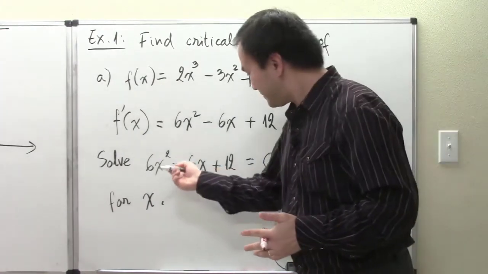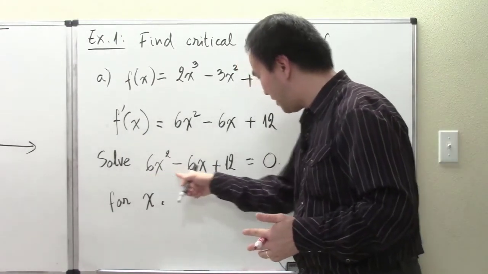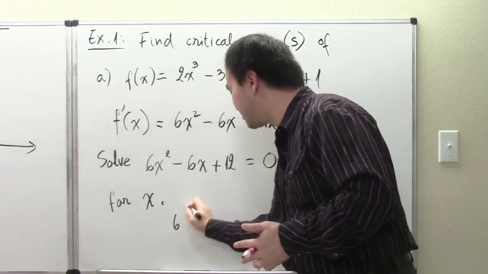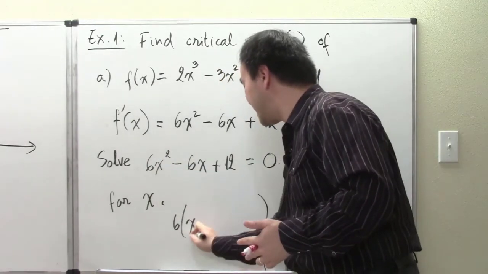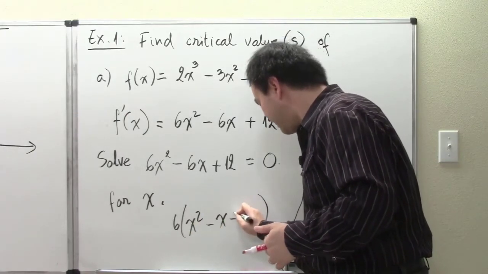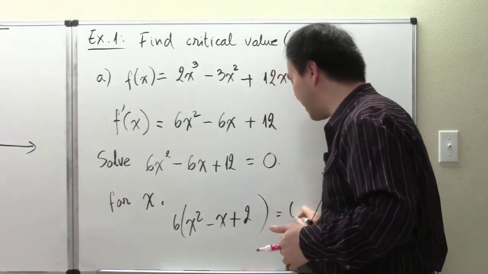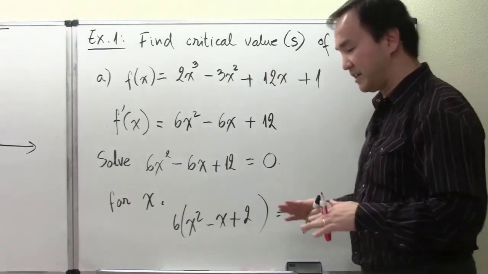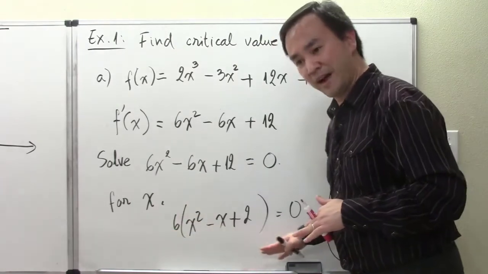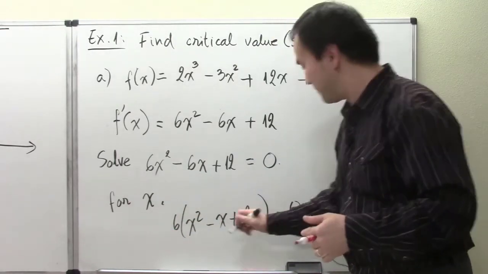So with this one right here, I can see that I have a common factor 6 throughout all three terms. So it's 6 factored out. Okay, and then there's x squared minus x plus 2 equals 0. Okay, and now as I said, you don't have to follow this way of how I'm solving it. It's just my choice right here.